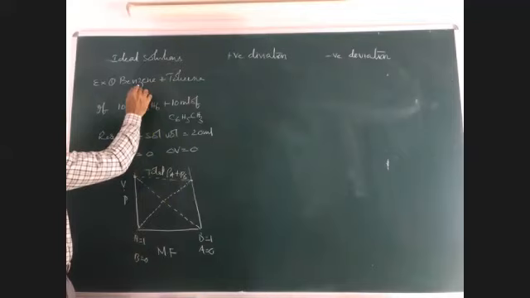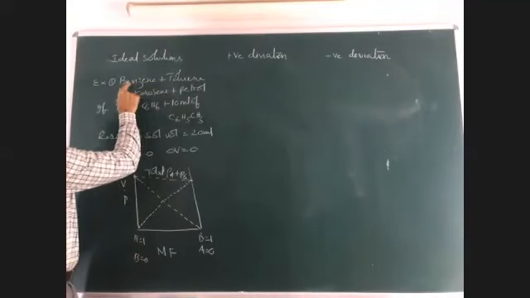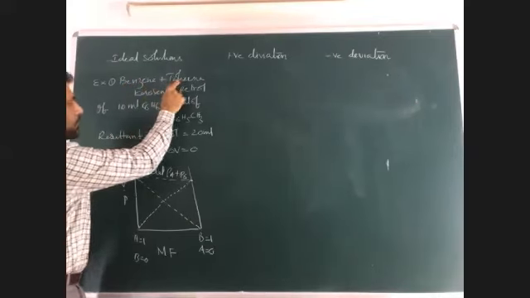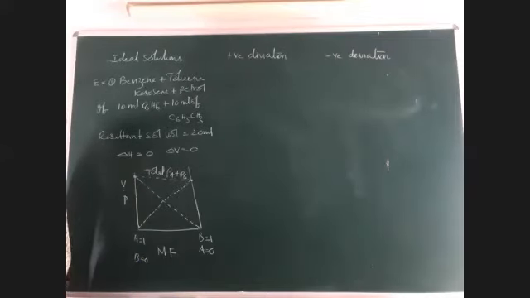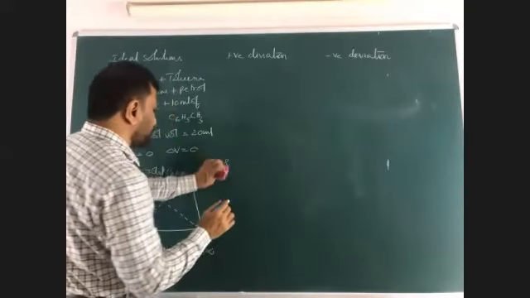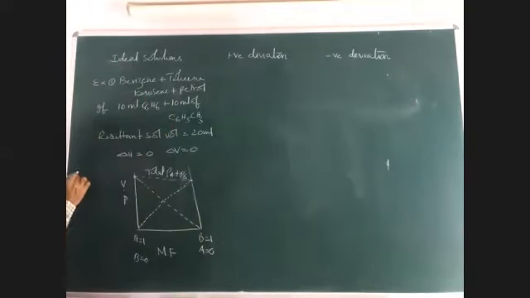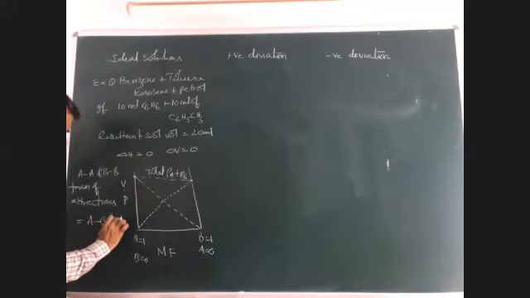This is the example, benzene and toluene. Why? Because the force of attraction between the benzene molecules and the force of attraction between the toluene molecules is the same as that of the force of attraction between benzene and toluene also. That means AA and BB, I think this is clear. Now, AA and BB force of attraction is equal to AB force of attraction.